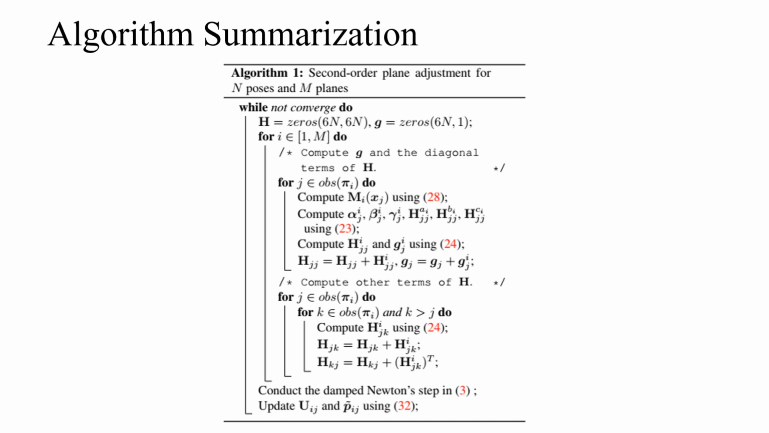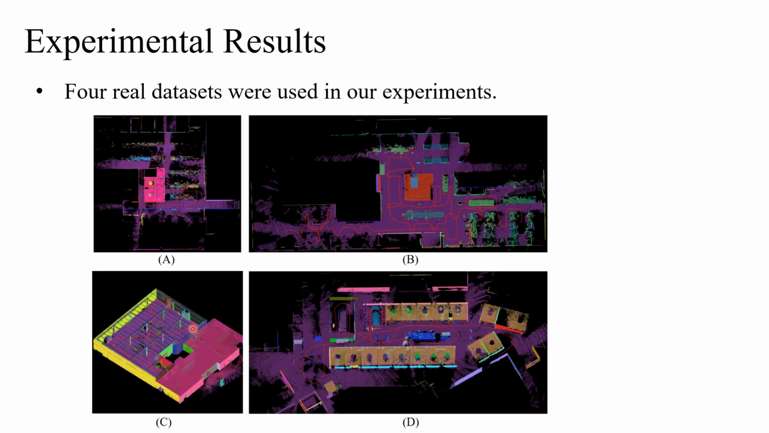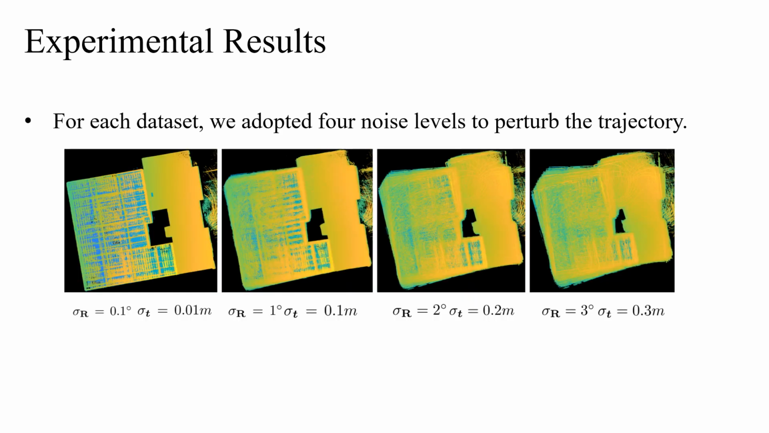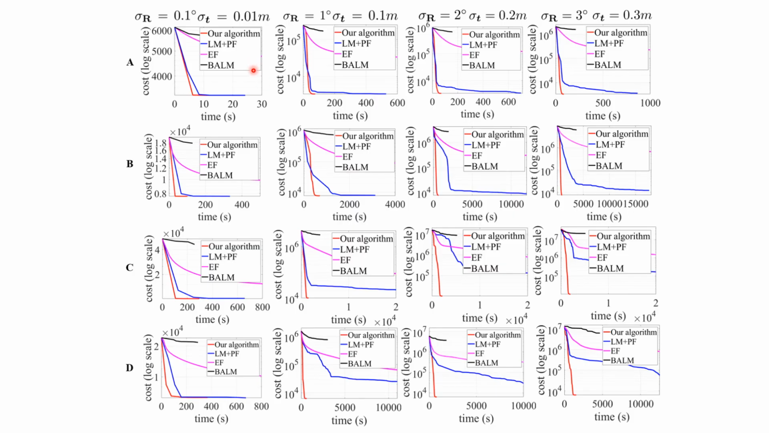At each iteration, we first compute the Hessian matrix and the gradient vector. Next, we conduct the damped Newton step. Then we update uij and pij to make the iteration stay at x0 for each pose. We collected 4 datasets to evaluate the performance of different algorithms. For each dataset, we adopted 4 noise levels to perturb the trajectory. The results show that our algorithm can significantly outperform the state-of-the-art solutions.